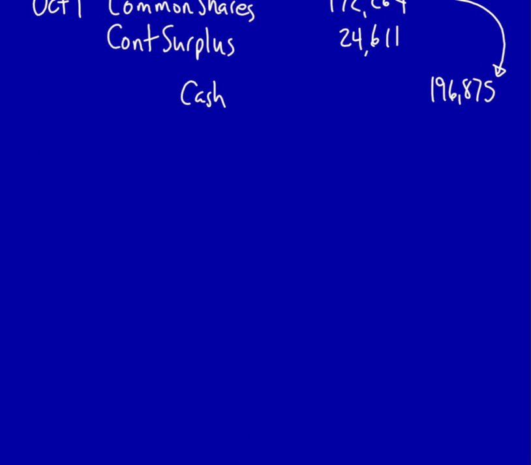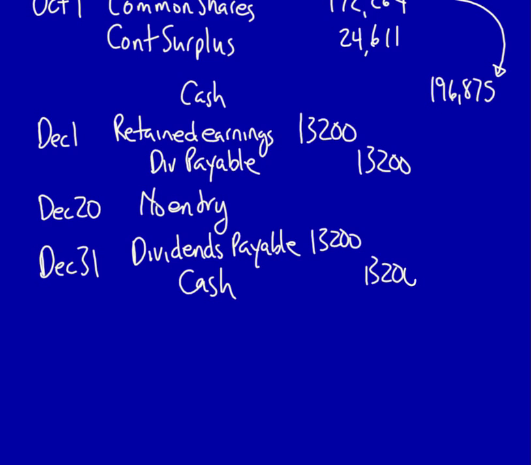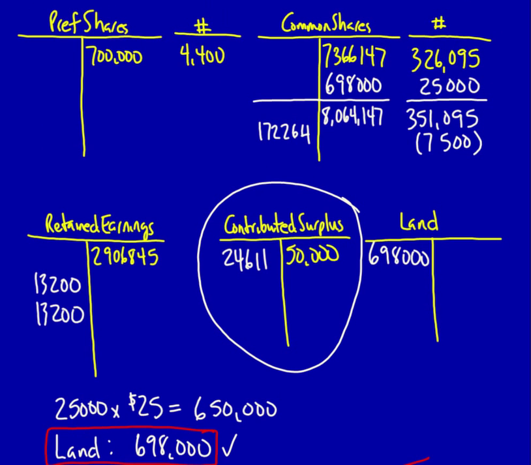We declare the semi-annual preferred share dividend. We've already done this in the past, so I'm just going to rush through it. December 1st, date of declaration. December 20th, date of record. No entry. December 31st, date of payment. Update my T accounts. I have no other T accounts that will be affected.